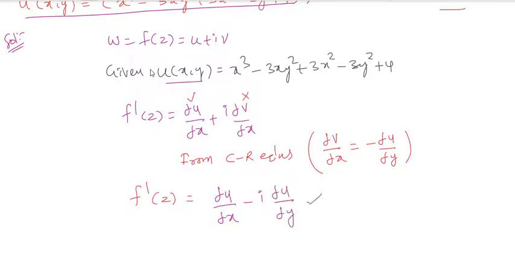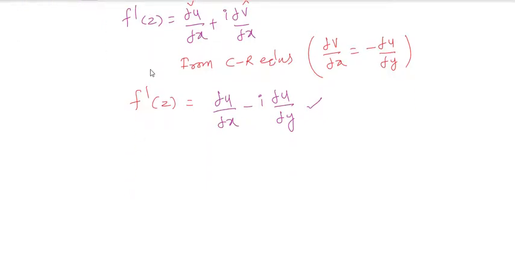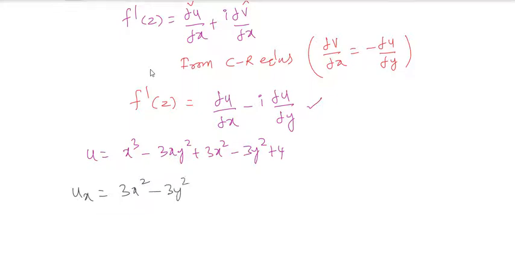So now you need to calculate these two quantities. What is u? Again, one more time, you write it as x cube minus 3xy square plus 3x square minus 3y square plus 4. Right? From this they are asking ux. ux will be with respect to x: 3x square minus 3y square plus 6x plus 0. Am I right or not? So this is this one.